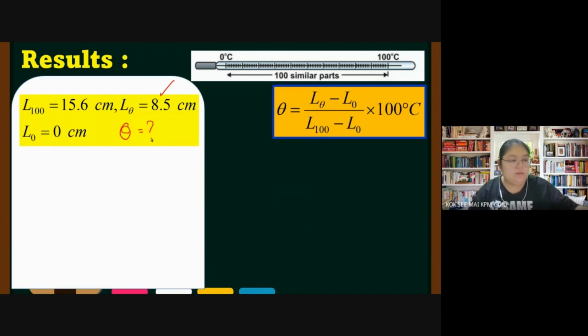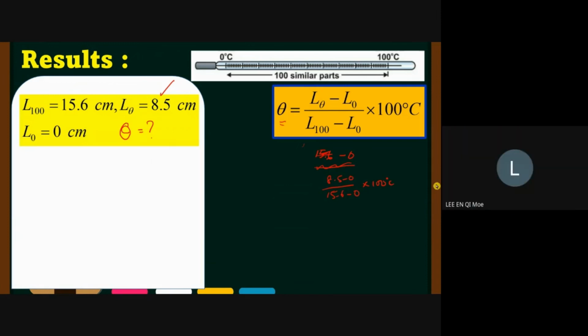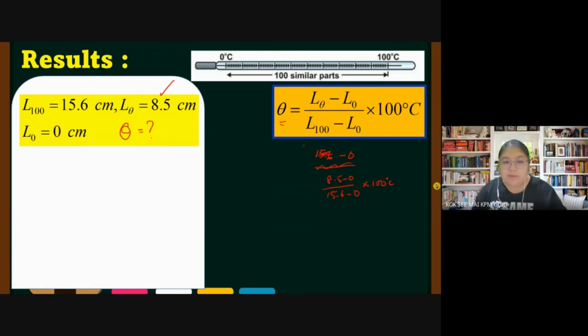Okay, for this answer we ask Enchi. Enchi, use this formula to count for me. What is L data? Okay, teacher. We just put it in. L data is 15.6 minus 0... sorry, reversed. L data is 8.5. So 8.5 minus 0, over 15.6 minus 0, multiplied by 100. Okay, Enchi, the answer? 54.48. Okay, must write degrees Celsius.